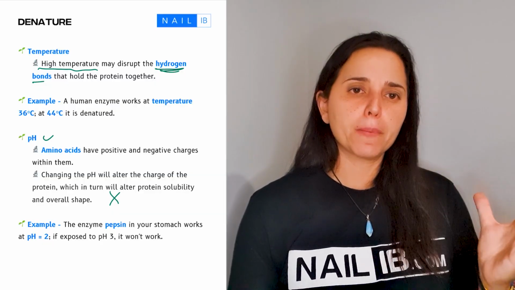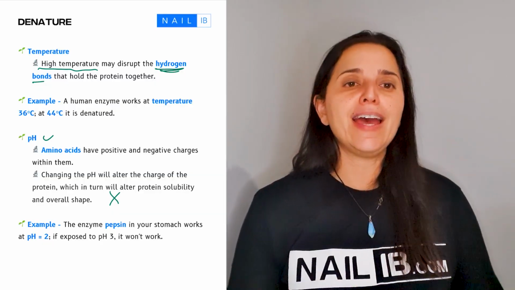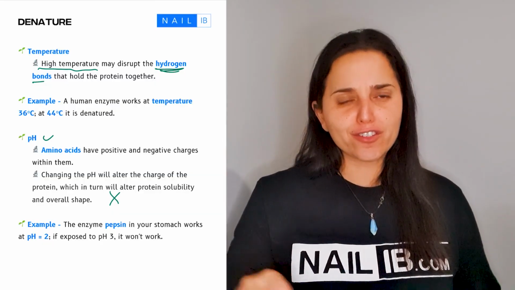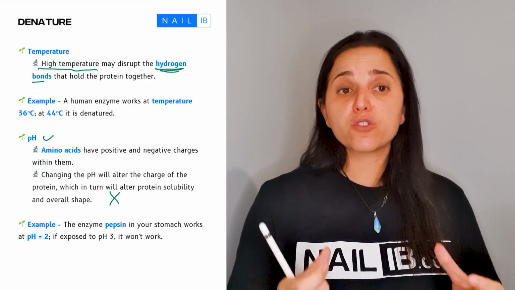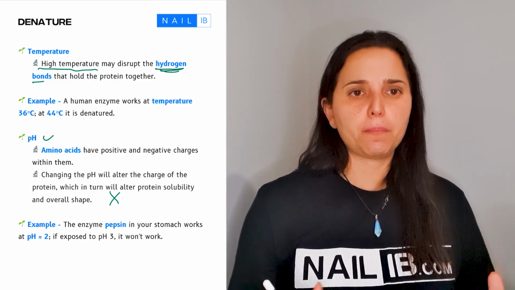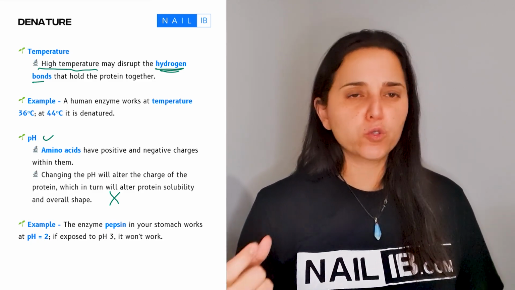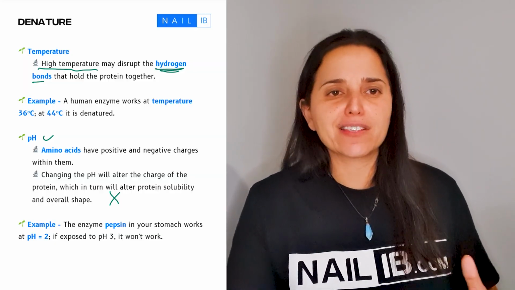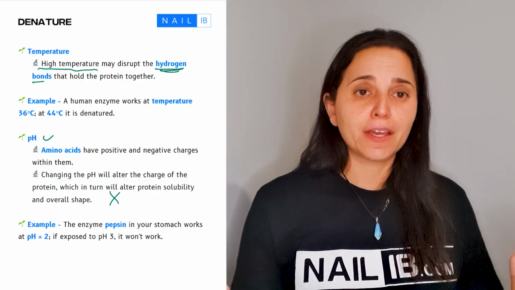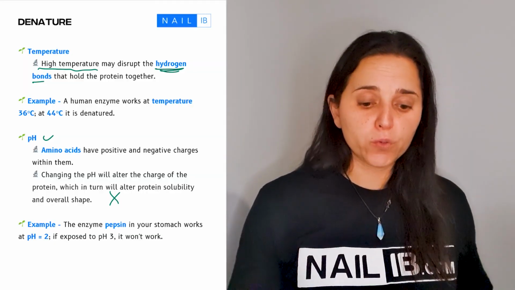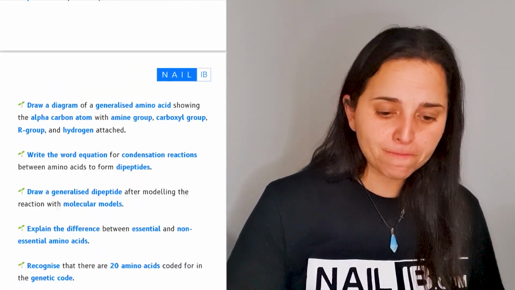So remember, temperature works on the hydrogen bonds, and pH works on the charges of the amino acids. When they're exposed to the wrong temperature, such as high temperature, or if they're exposed to a base when they're supposed to be in acid, or acid when they're supposed to be in base, then the charges are gone. So these are examples of denaturing a protein. With that, we finished this video.